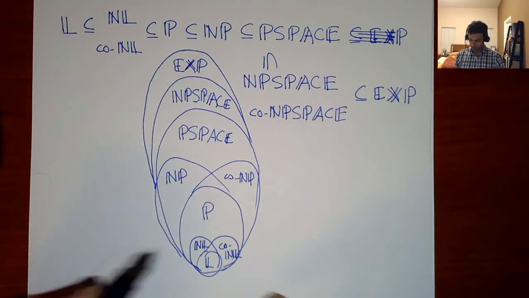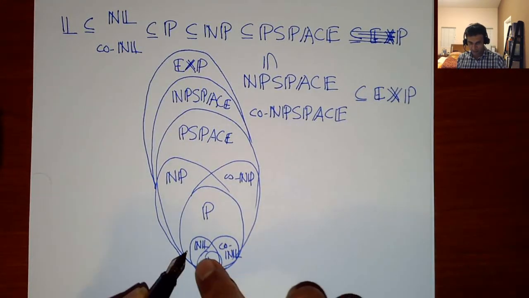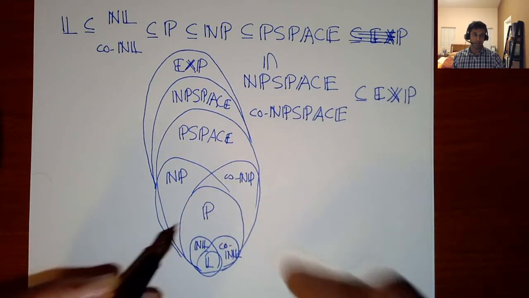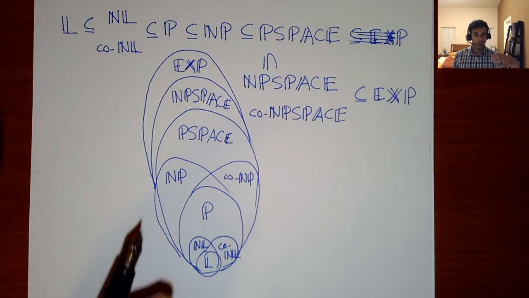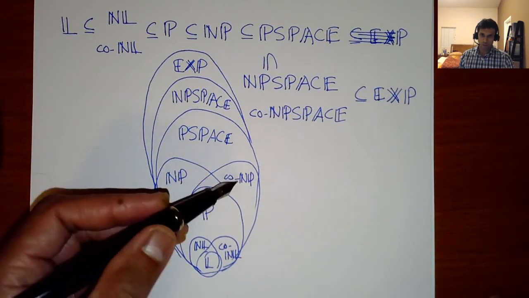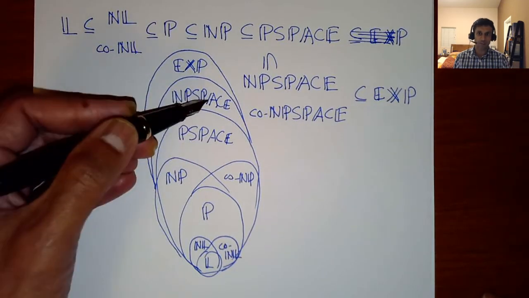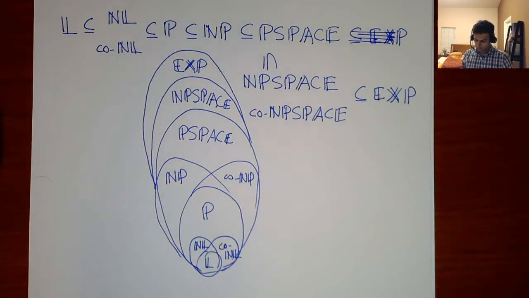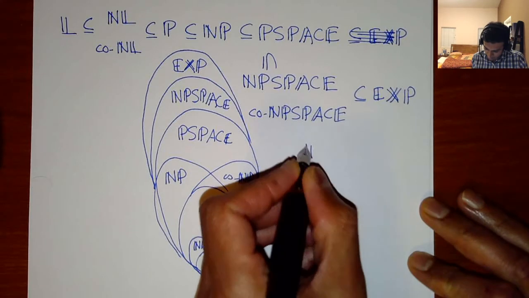Okay, this is the picture. So L, you have NL and co-NL, which lies in P. So these are all subclasses of polynomial time: log space and non-deterministic log space. Now this gives you NP and co-NP, which lie in PSPACE, which lies in NPSPACE, which lies in exponential time. Picture clear? Now what do we know? We know that P is not equal to EXP.